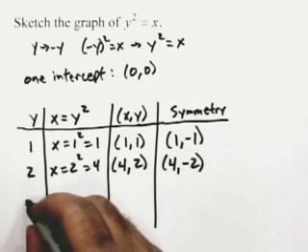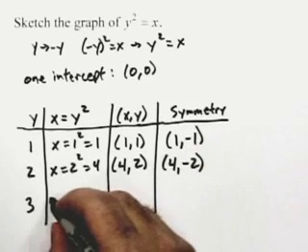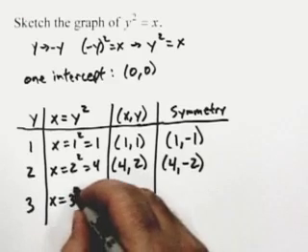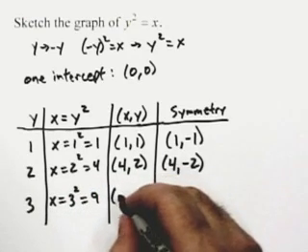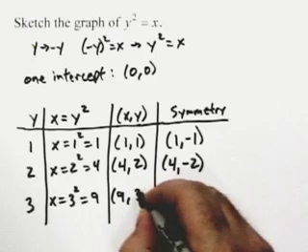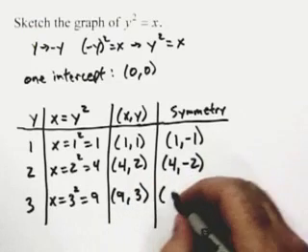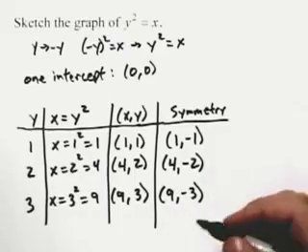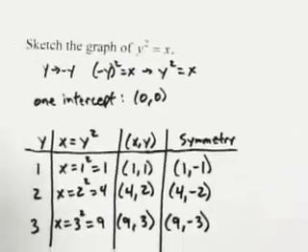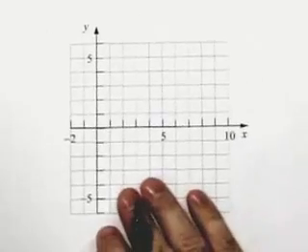Do one more value for y. We'll let y equal 3. x is equal to 3 squared, which is 9. Again, watching the order, we'll get our ordered pair as 9 comma 3. Using symmetry, we get an additional point, 9 comma negative 3. So our next step is to plot those points that we found, including our intercept.